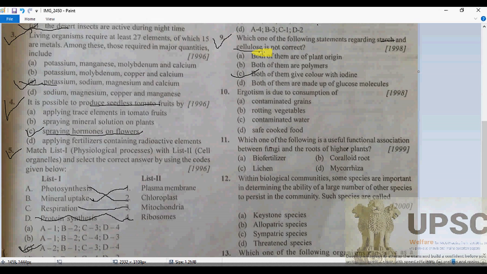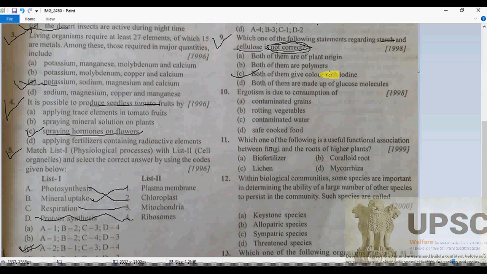So once again I repeat, my dear, glucose molecules are present in both cellulose and starch, where amylose in the starch is responsible for the formation of the deep blue color in the presence of iodine, but cellulose doesn't give any color on treatment with iodine, because amylose is absent in the cellulose. So here C will be the correct answer, because the question is asking for what is not correct. Read carefully, not correct.